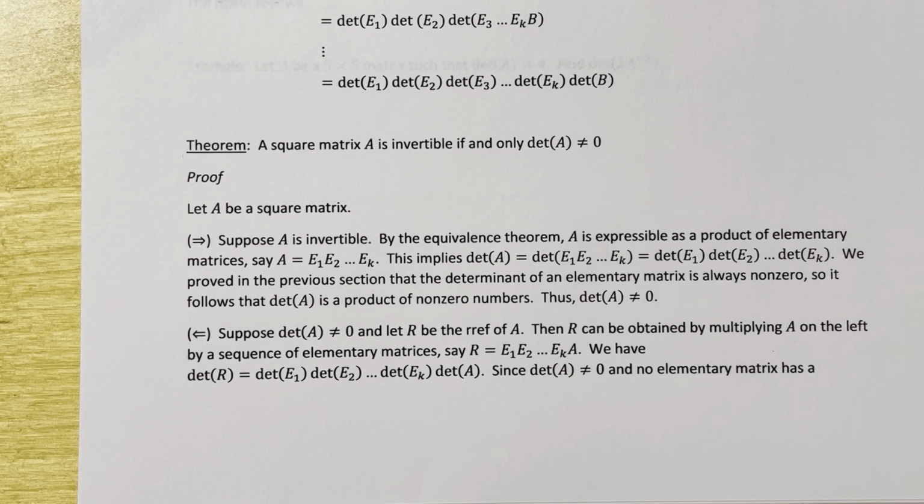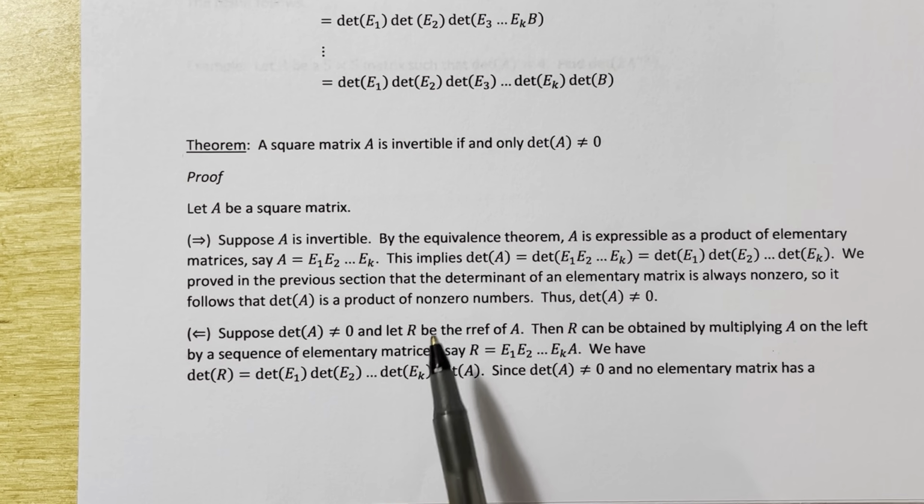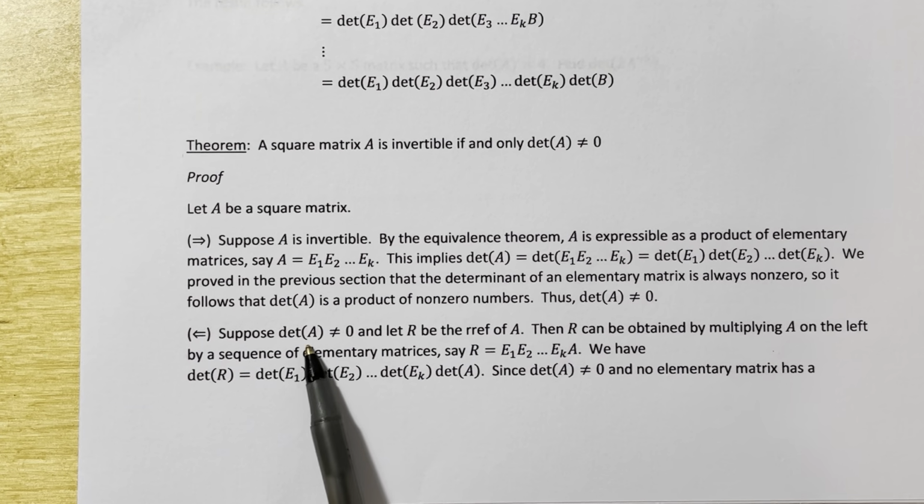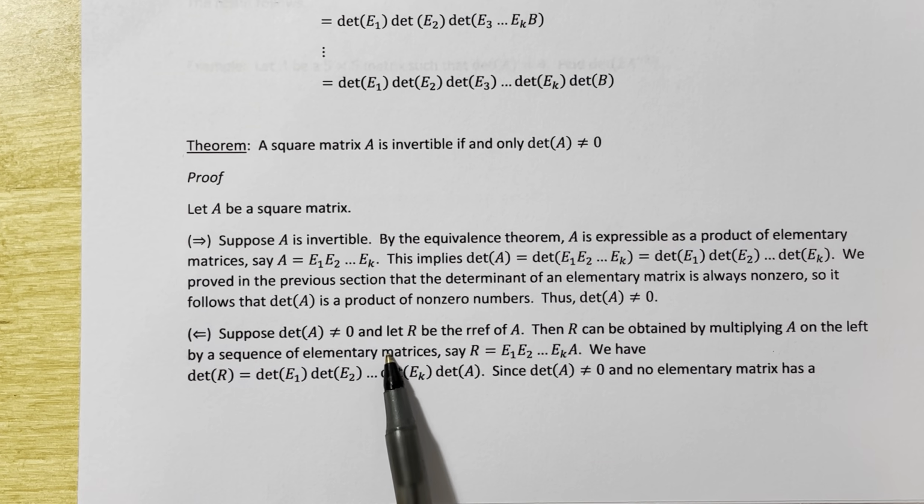Now we need to go the opposite direction. What we need to do is show that if the determinant of A is non-zero, then A will be invertible. Sorry, I said singular at first; that's the opposite of what I wanted to say. So let's make that assumption. Let's suppose that the determinant of A is not equal to 0.